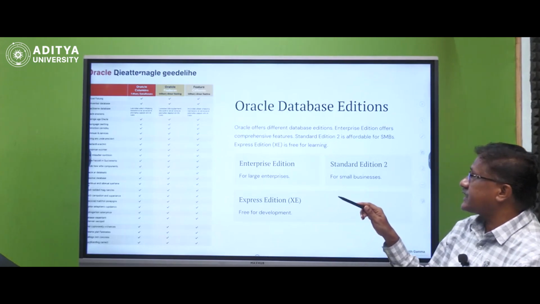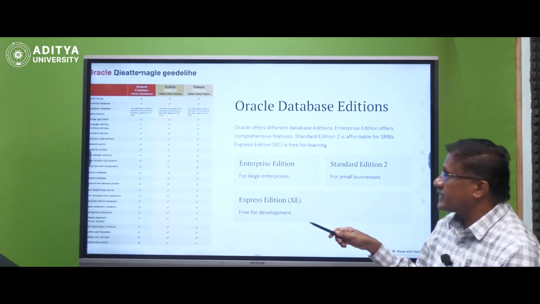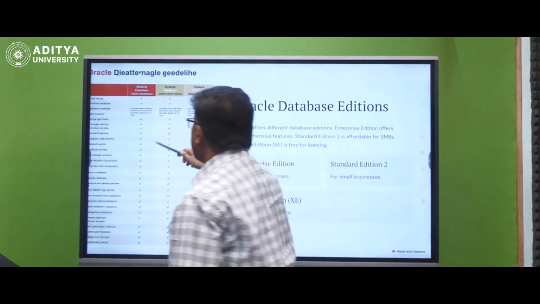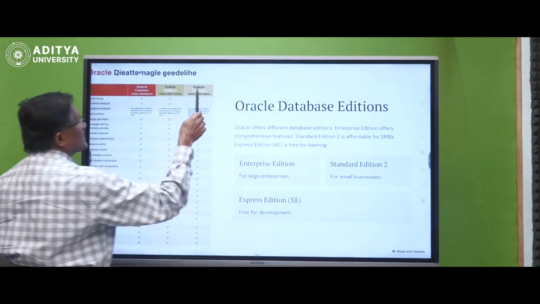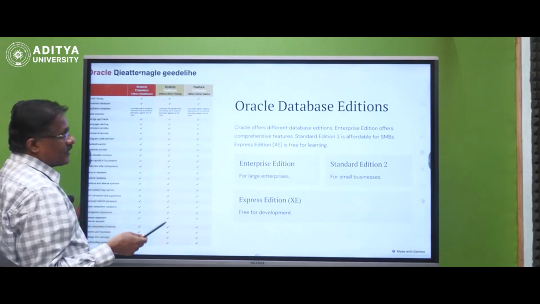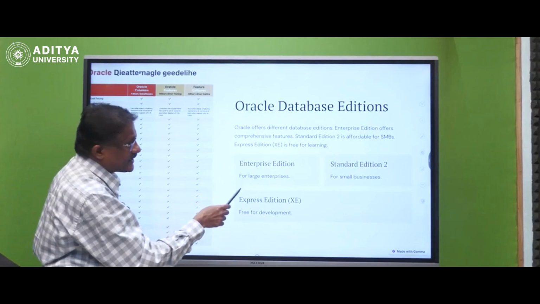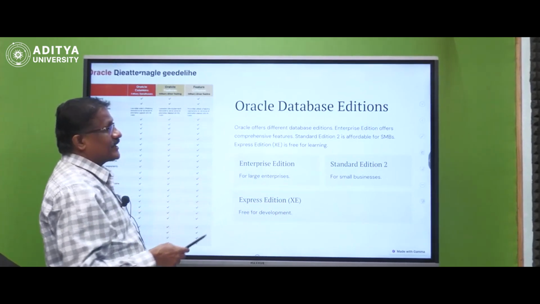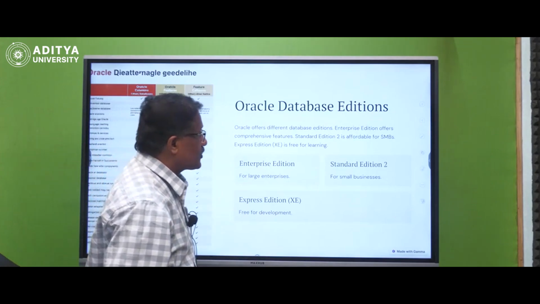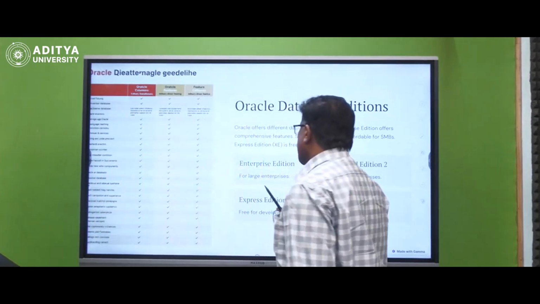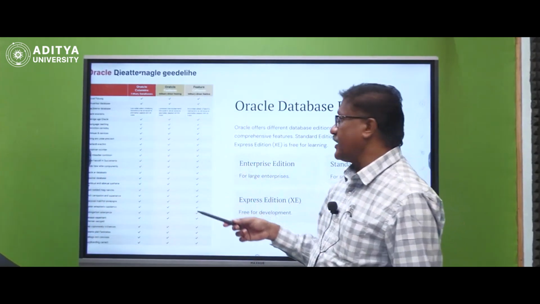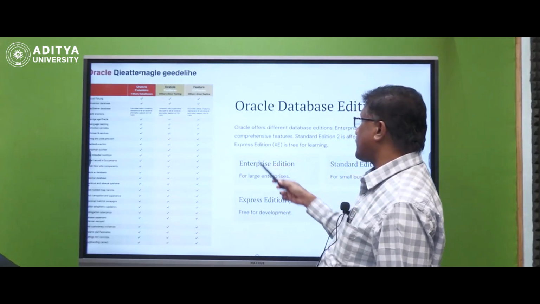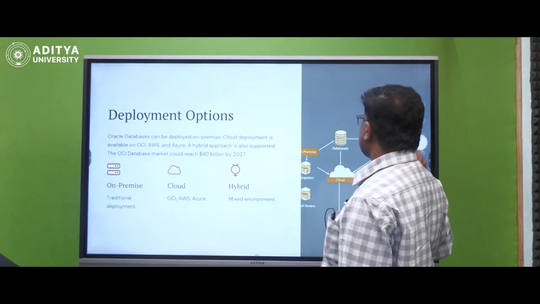Oracle database editions: as I already told you, there are different types of editions. Today there are the Enterprise Edition, Standard Edition, and Express Edition. Standard Edition 2 is affordable for small and medium businesses. Express Edition is free for learning. We prefer to use the Express Edition only.